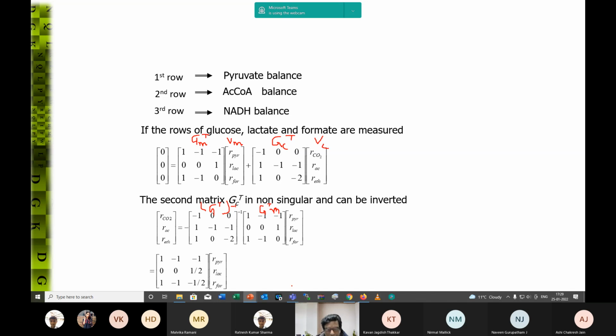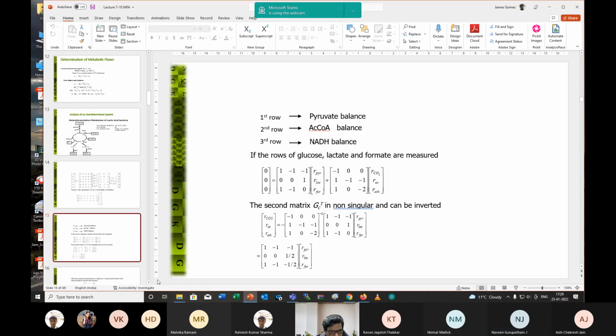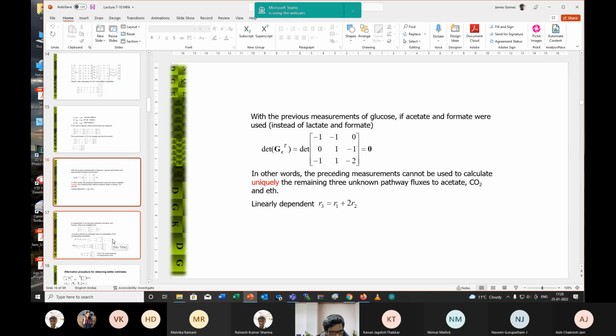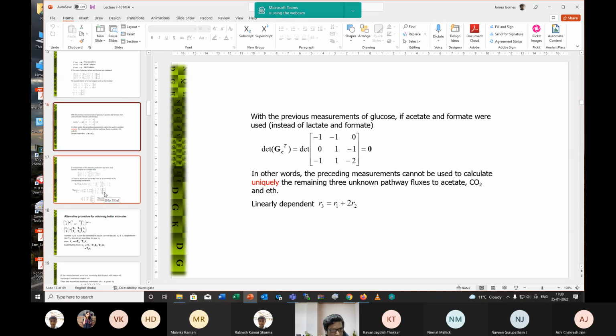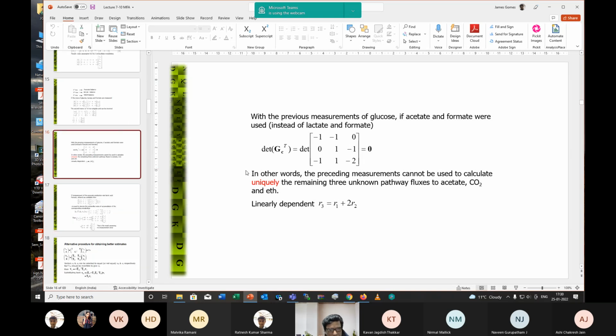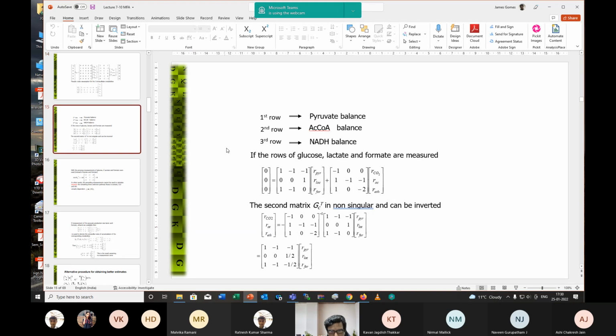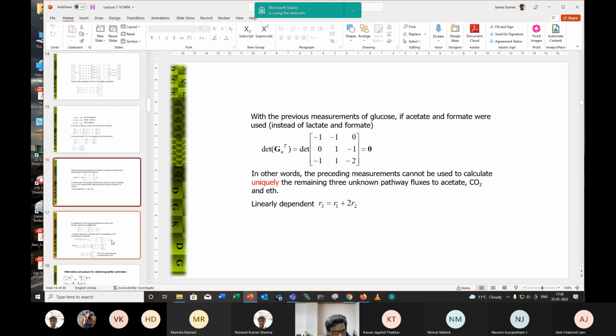So all of you know how to do inversion, right? Matrix inversion. Yes, sir. Okay, so let's continue. That is done. We discussed this also.